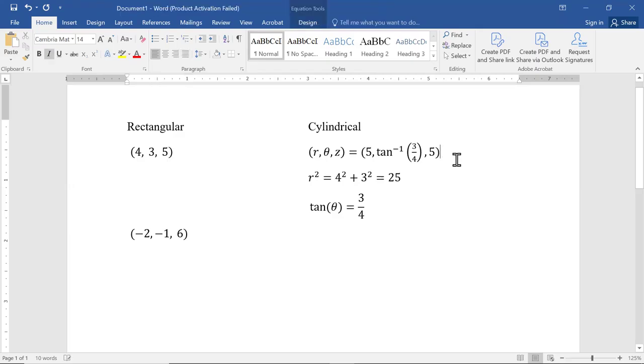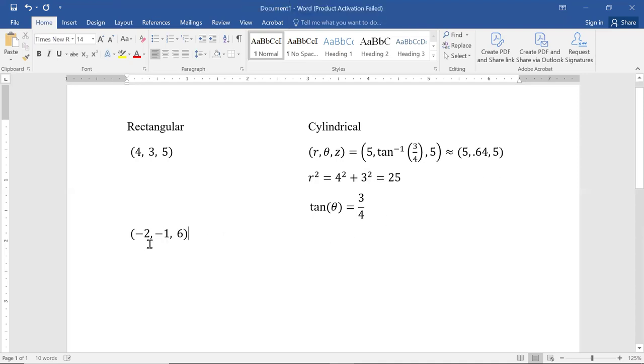So this is the point 5, again, inverse tangent of 3/4, which is approximately 0.64. I'll just round it to 2 decimal places, about 0.64, and then 5. So that's the cylindrical point.